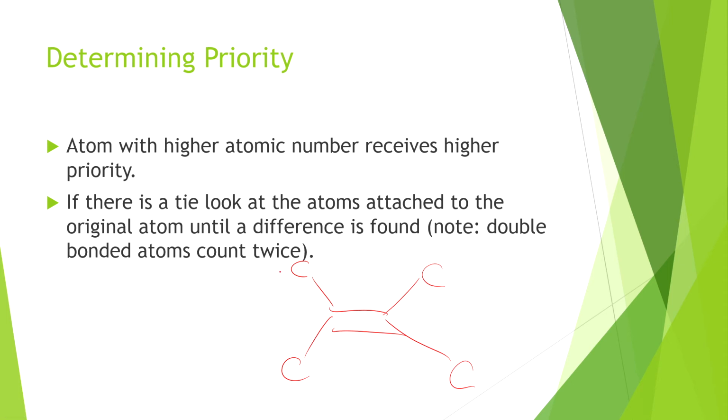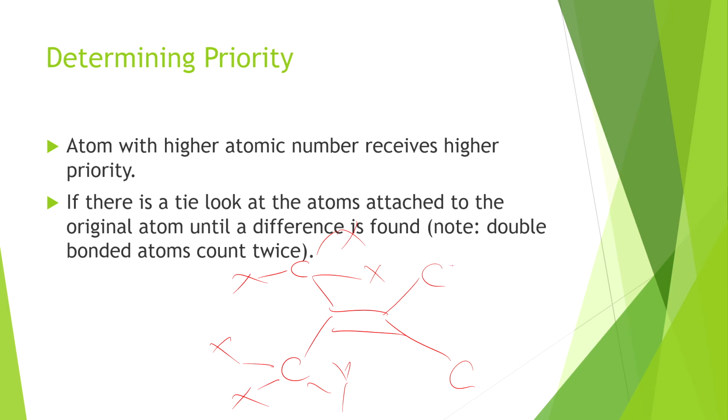So let's just say for this carbon, there's X, X, X. X is denoting basically any element, and for this carbon it's X, X, Y. We know that, let's just say Y has higher priority than X. That means that this group has more priority than this group.